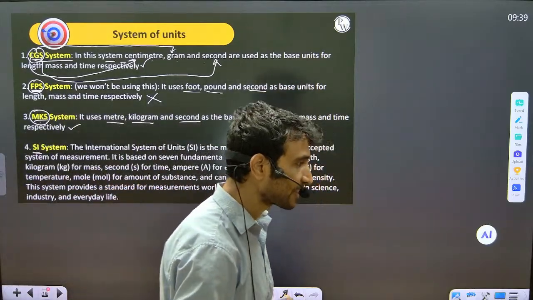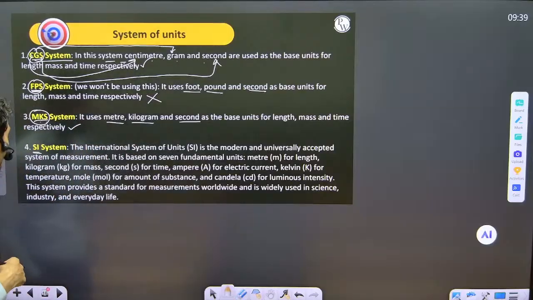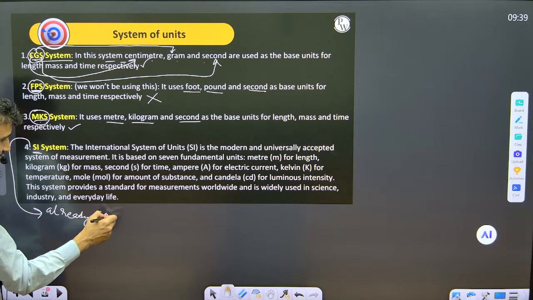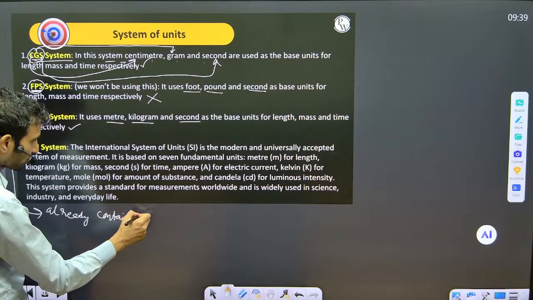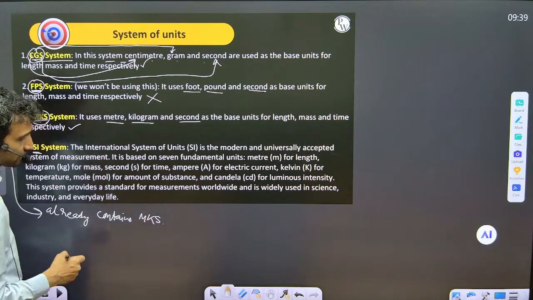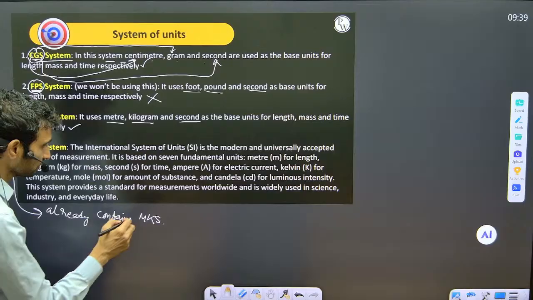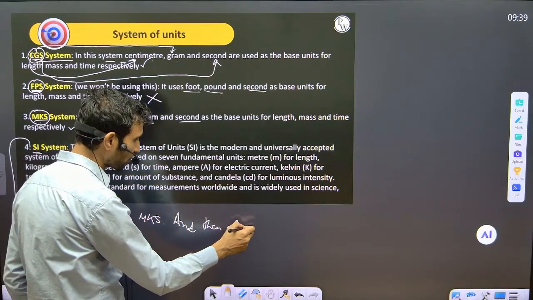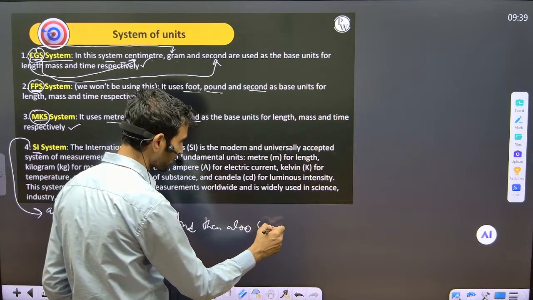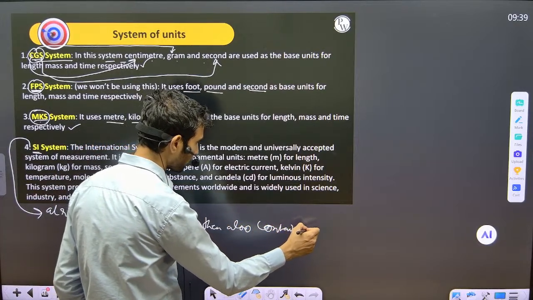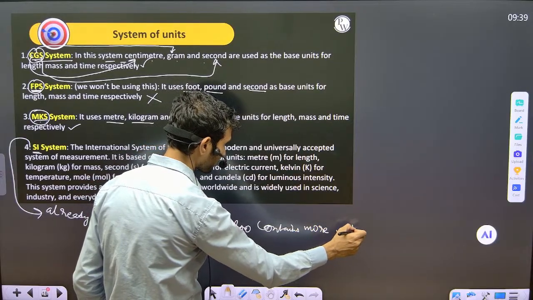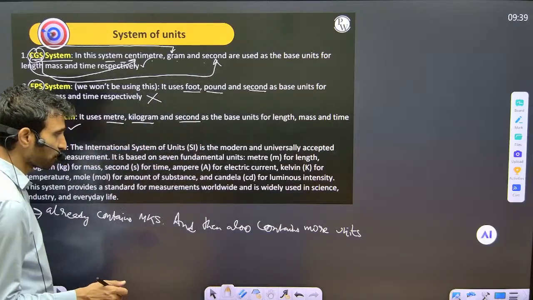Then there is something called SI system. So SI system is interesting. SI system already contains MKS, and then also contains more units, right?